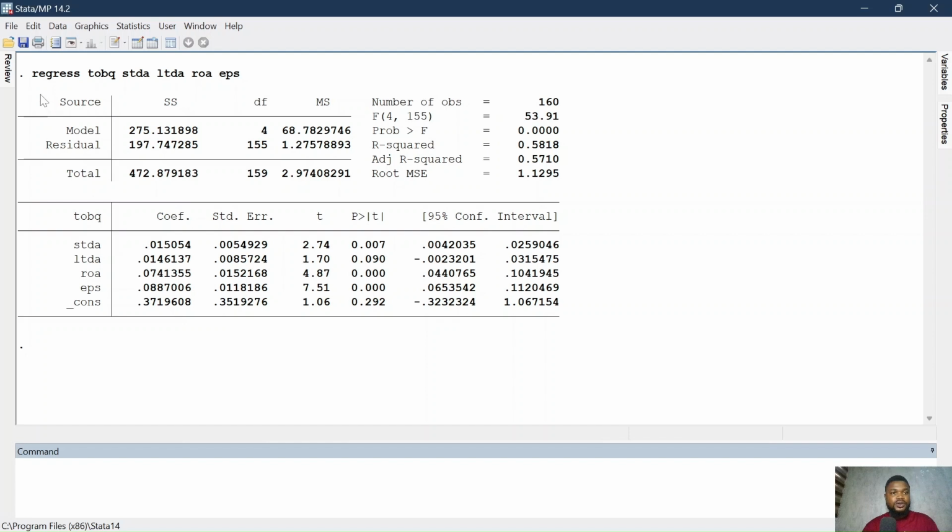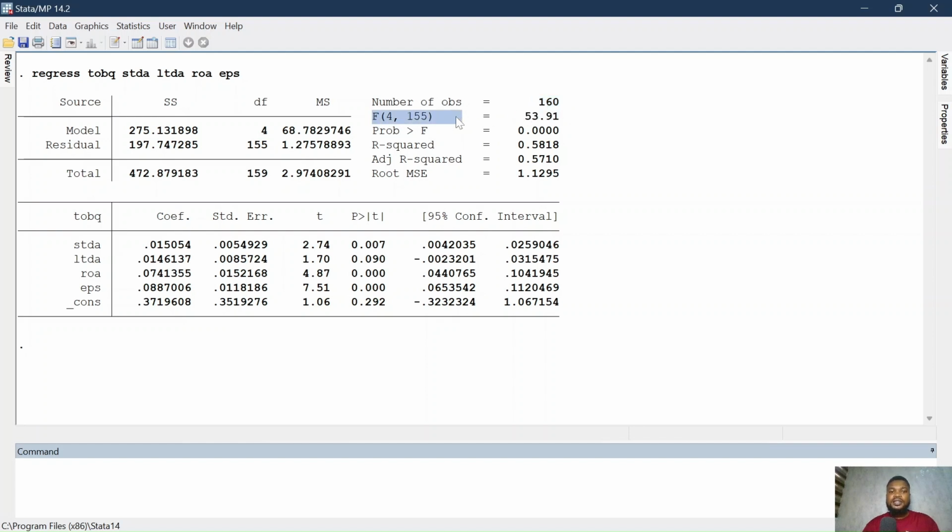Now my regression result is divided into two parts. You have the ANOVA part, and then you have the coefficient part. The ANOVA part contains some parameters that will help me ascertain the fitness of this my model. Among them include the F statistics. You also have the R square and the adjusted R square, as well as the root mean square error. So I have 160 as the total number of observations, and this is rightly so, because if you multiply 16 companies by 10 years, you're going to have 160.